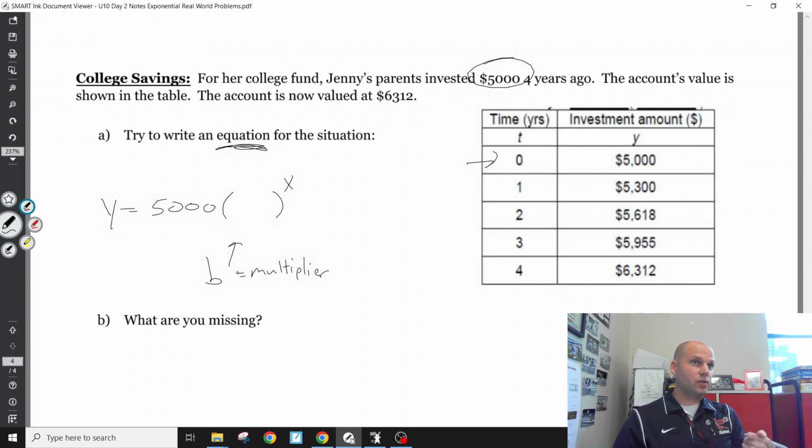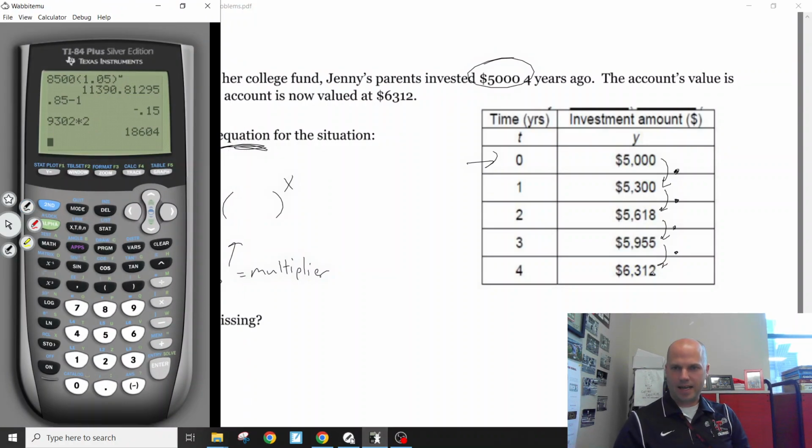If you remember how to do this off of the graph, there is a certain value that we're going to be multiplying by to get from here to here. And it's the same value to get from there to there, and from there to there. All we need to do is divide two sequential values to figure out what we multiply the previous value by to get the next. So like 5,300 divided by 5,000 is 1.06.